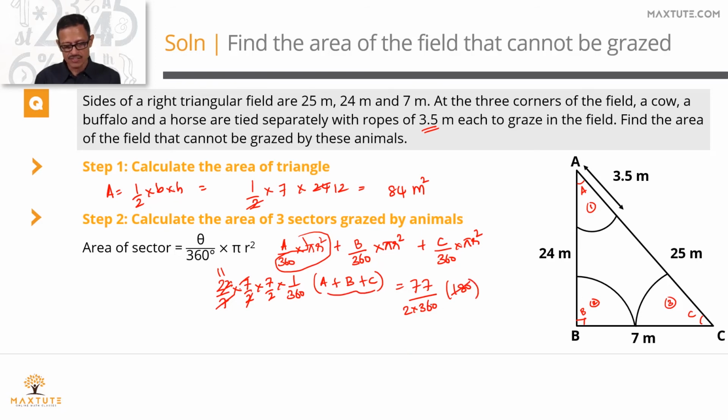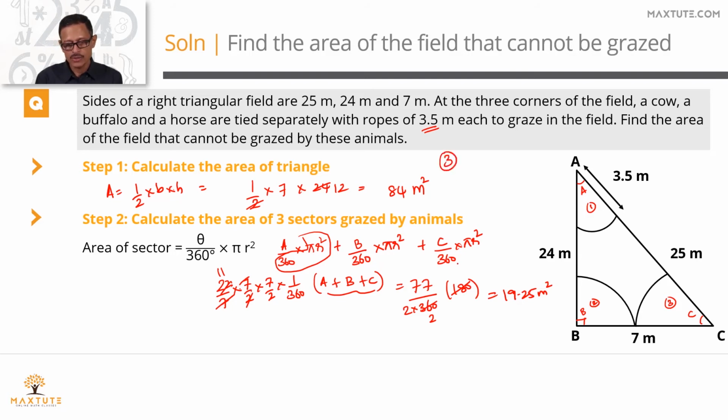180 gets cancelled with this 360 to leave us with a 2. So the area of the 3 sectors together is equal to 77 by 4. 77 by 2 is 38.5, by 2 is equal to 19.25 meters square. So we have found out the area of the triangle, and we have found out the area of the 3 sectors together.